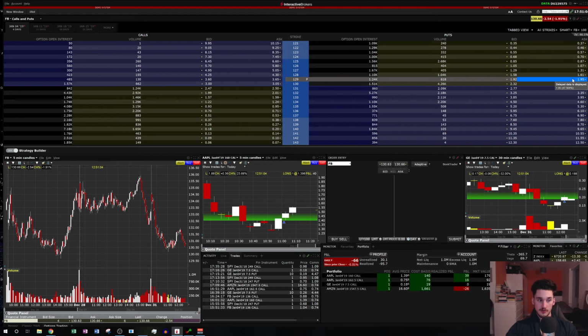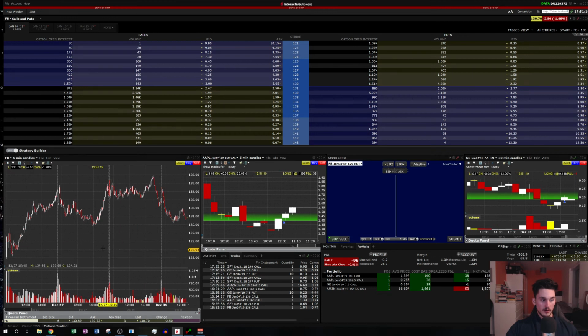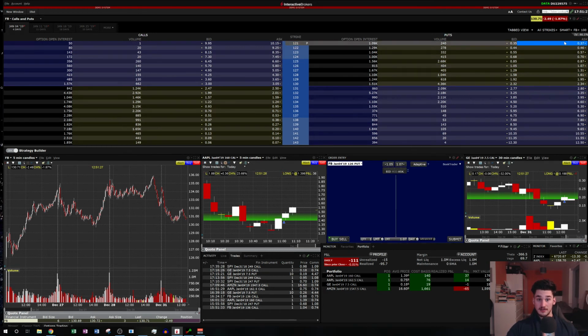If I want to buy my puts for 129, it's going to cost me $1.95, times 100, because obviously there are 100 shares in one contract. That's what I would do. Or if I thought it was going to go lower, I would go to like 126. As you can see, the lower you go, the contract costs a lot less. If I think it's going to go to 121, it's going to cost even less.